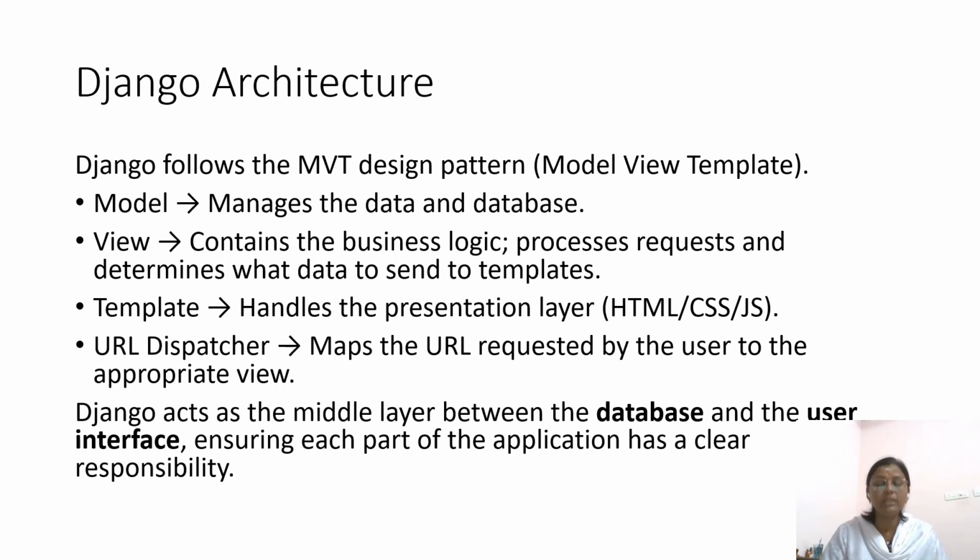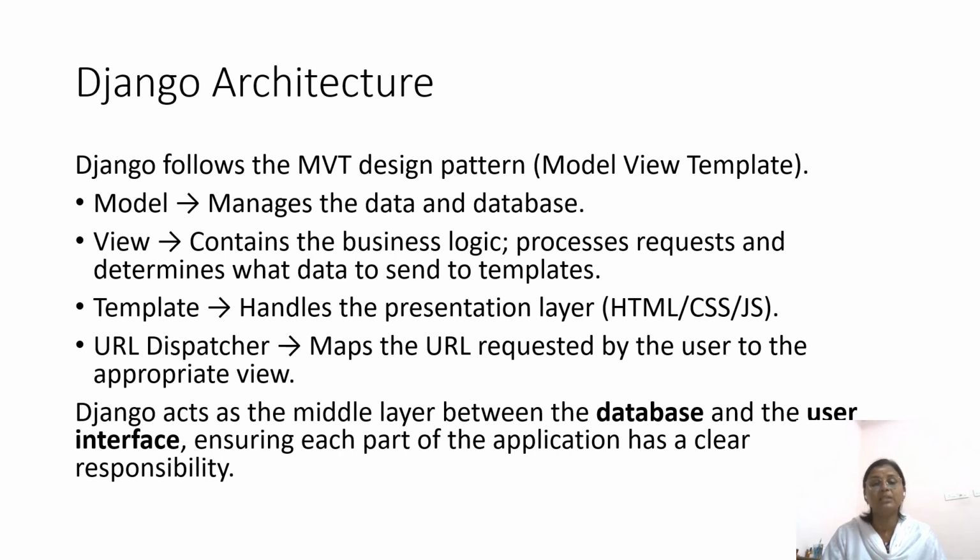First, the model means what type of data we have to handle, and that comes in the model part. Then the view has the business logic: what type of request the users are making, and the data we have to apply. These kinds of things are in the view. Then the template handles the presentation layer, that is, what should appear in front of the user.